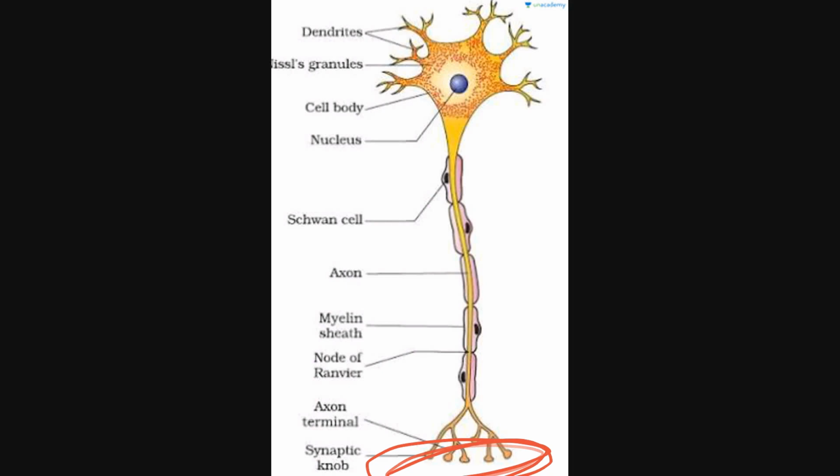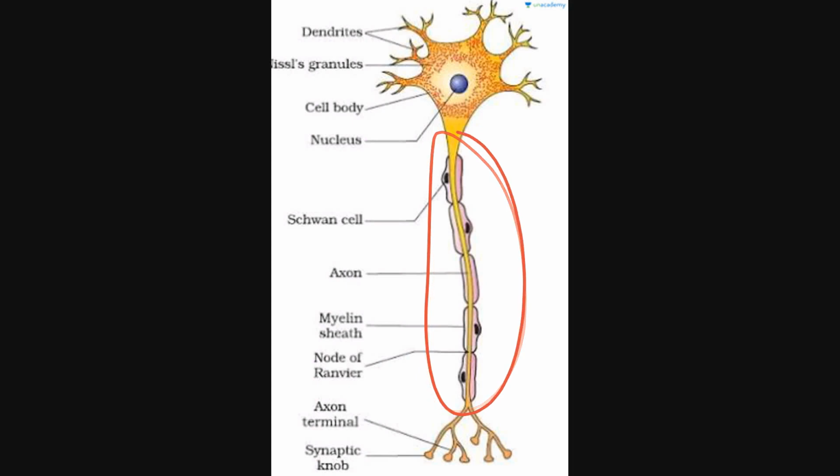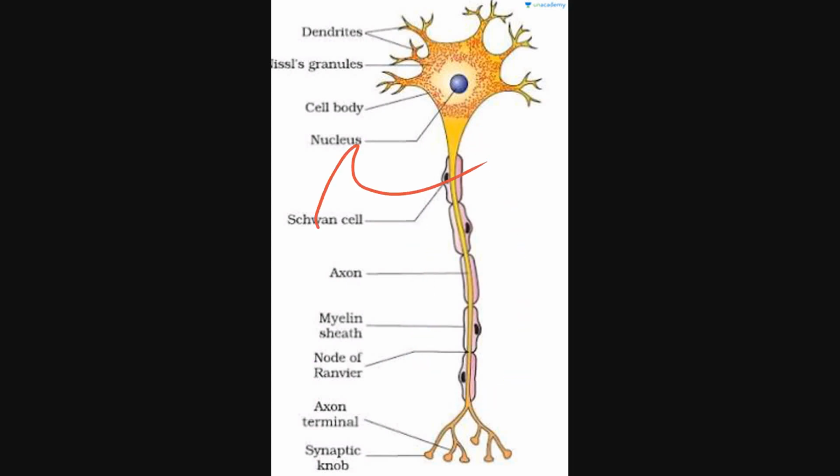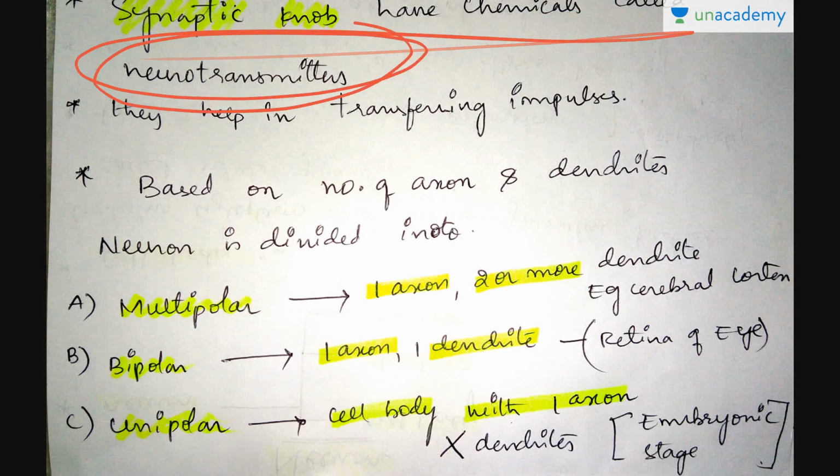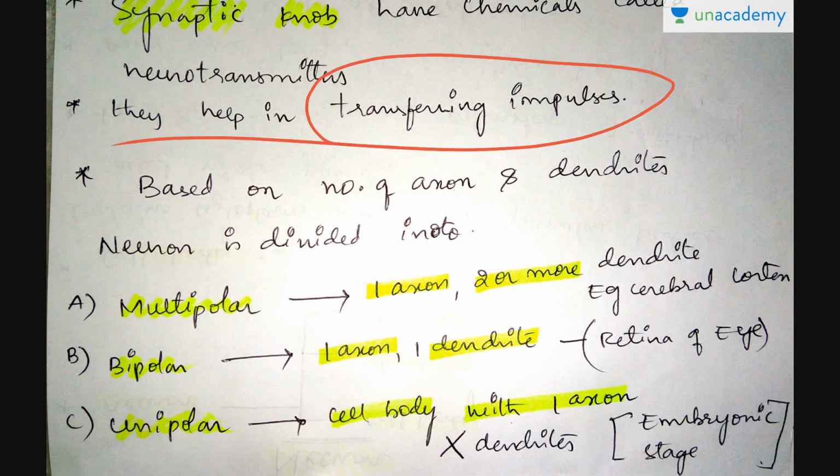There is a sheath which covers the axon. This is called the myelin sheath. It is developed by Schwann cells, and the gaps between these sheaths are called nodes of Ranvier. The synaptic knobs have chemicals called neurotransmitters. They help in transferring impulses.